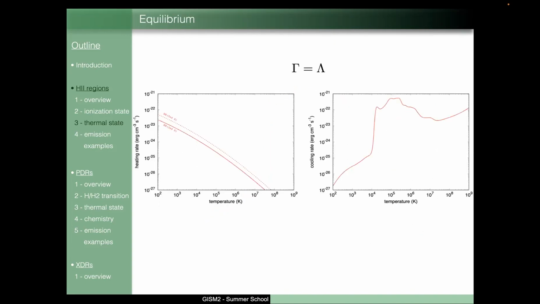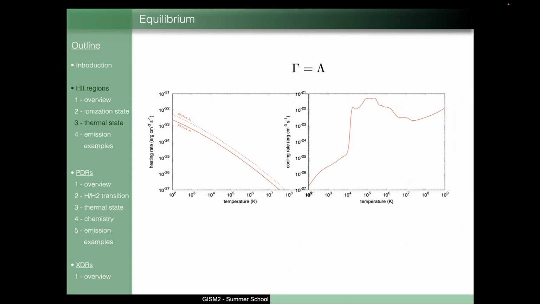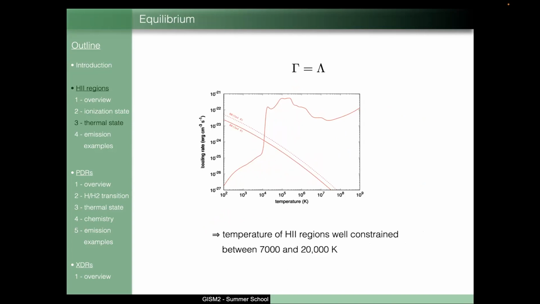So now that we have this, we have all the ingredients to compute the thermal state of H II regions. All we have to do is equate the heating rate to the cooling rate at equilibrium. And if we do that, here's what we obtain. This is a major result for H II regions. Basically, H II regions have a very well-defined kinetic temperature, which is always around 10^4 K.